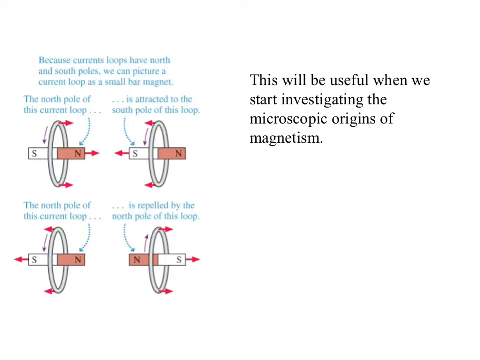We can pretend that the current loop is actually a magnetic dipole. And later on we'll say it actually is a magnetic dipole. It looks like there's a bar magnet there. By the way, these are mythical things. But we do see that the north end and the south end attract, and the north end and north end repel. This will end up being useful when we start investigating the microscopic origins of magnetism.